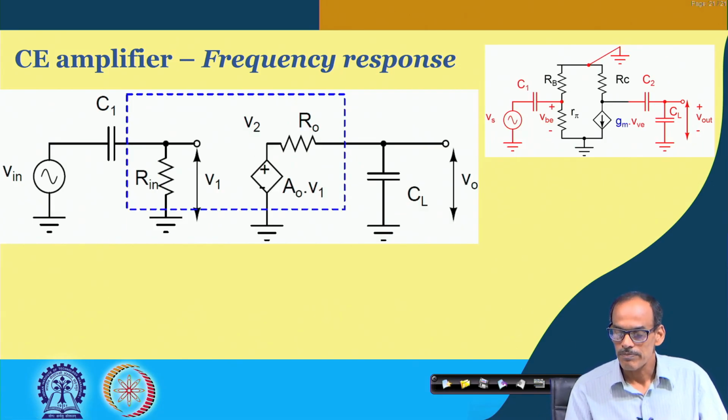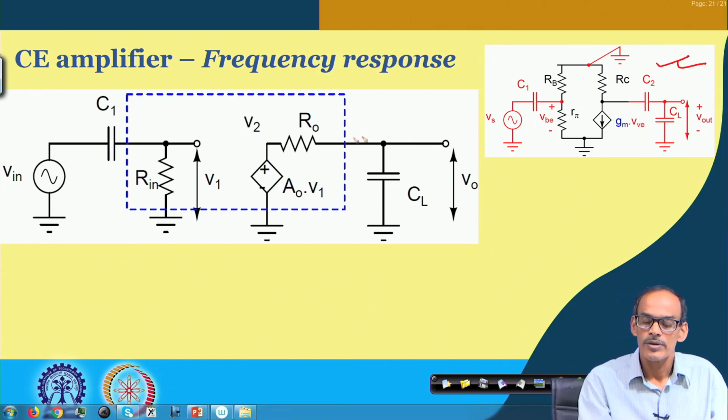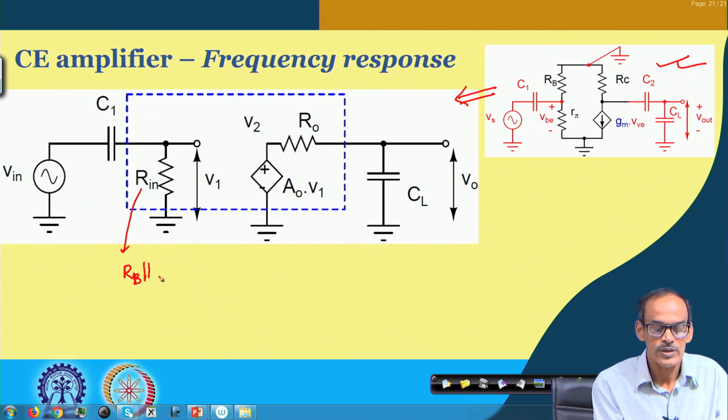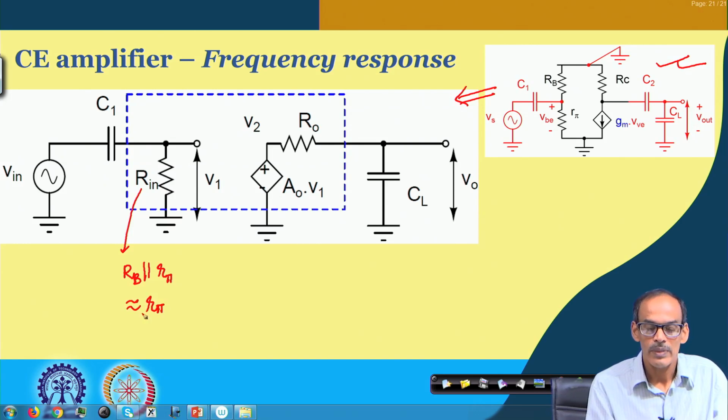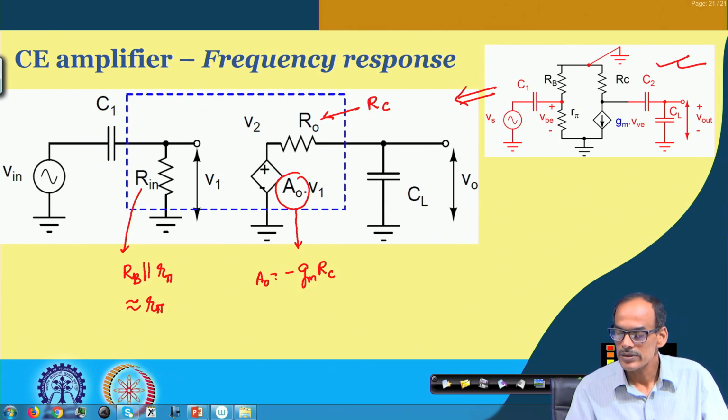For your reference, again I am keeping this circuit, and it is mapped into this unified model. R in, in this case, is R b in parallel with R pi, which is approximately R pi, and R o equals R c, and then A naught is equal to minus Gm into R c. And here again the procedure will be the same.